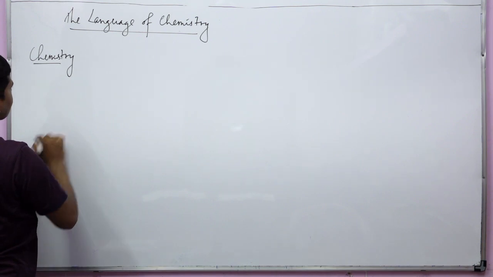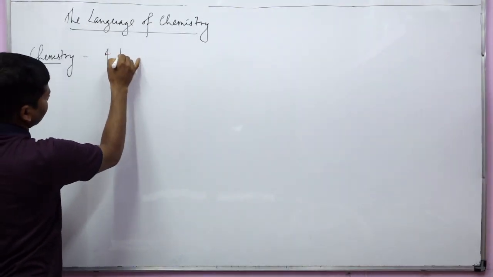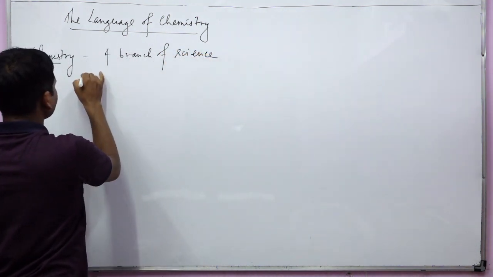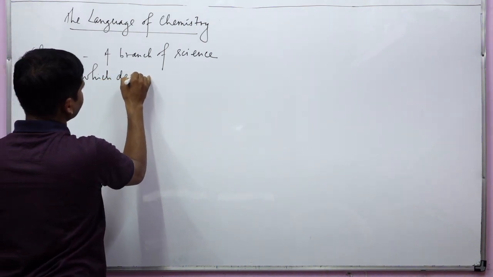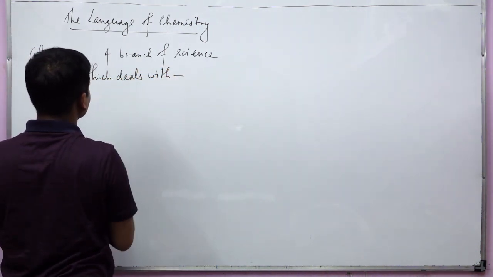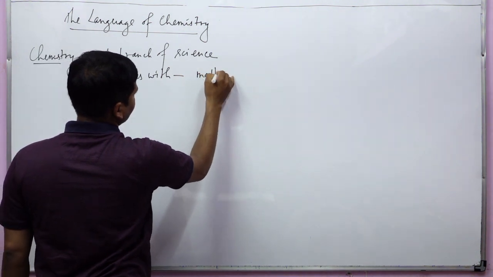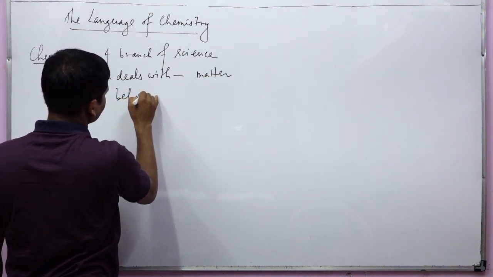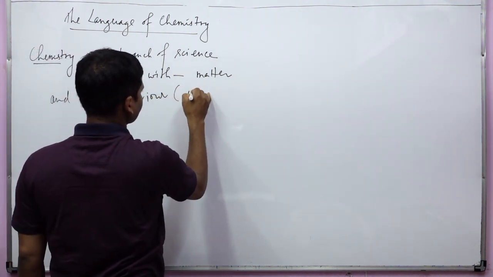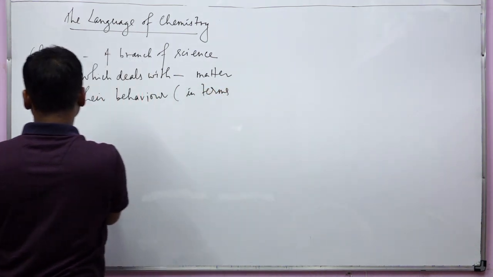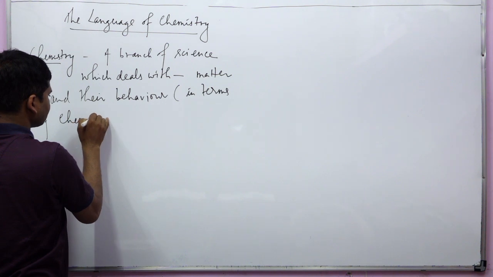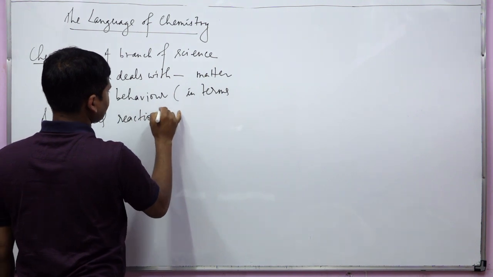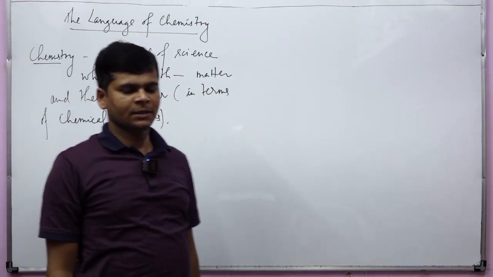about chemistry. Chemistry, you know, is a branch of science which deals with matter and their behavior, and that is in terms of chemical reactions. So this is what we study in chemistry.